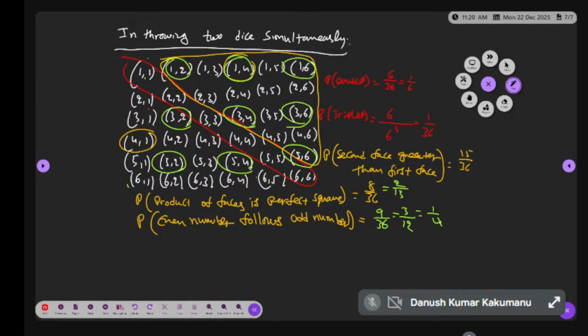What is the minimum product? 1. Maximum product? That knowledge is also required. Minimum product of the faces, maximum product of the faces.